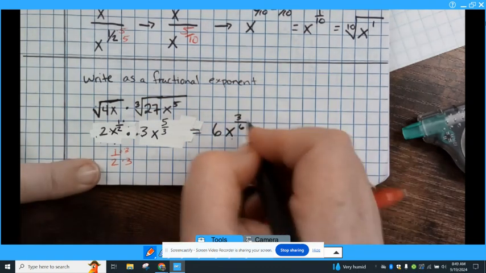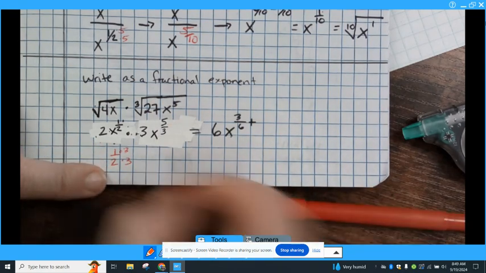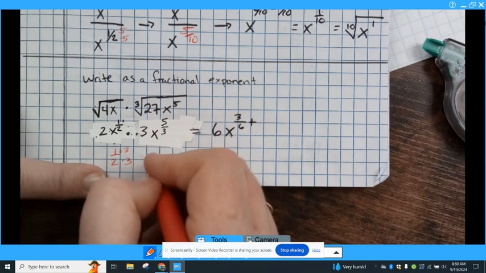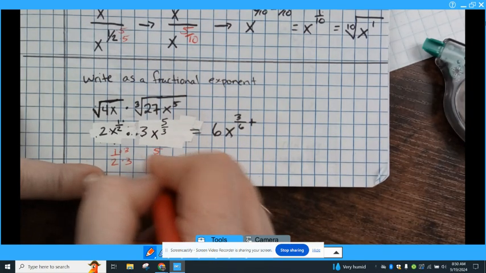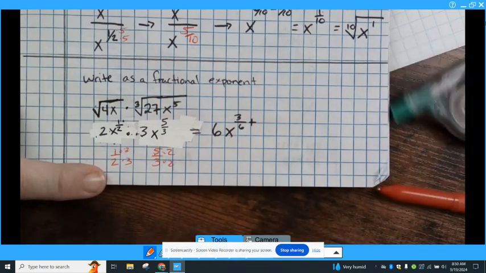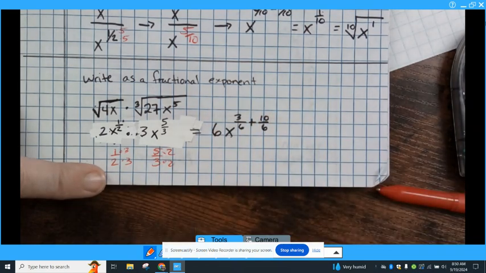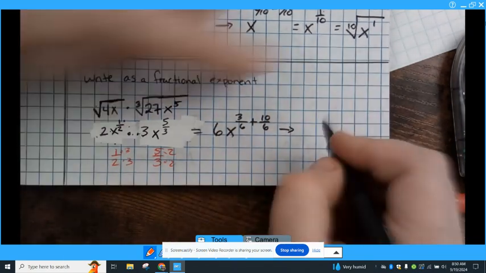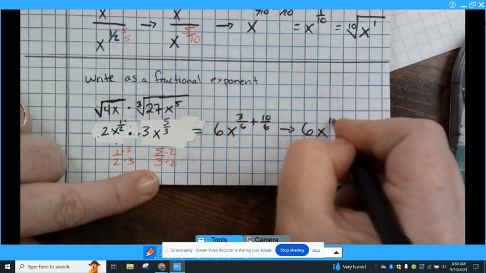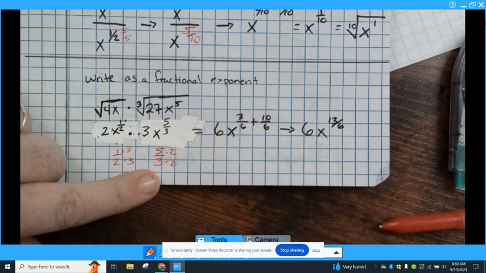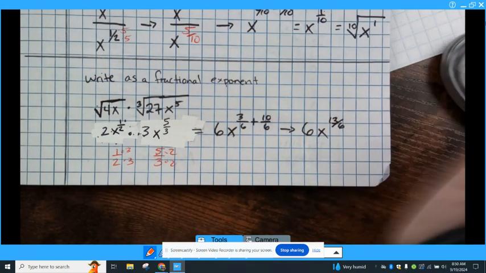And I can add that, because this is a product rule, to 5 over 3, which is going to be 5 over 3 times 2 times 2, so 10 over 6. So x to the 3 plus 10 is 13 over 6. Okay, that is our notes.